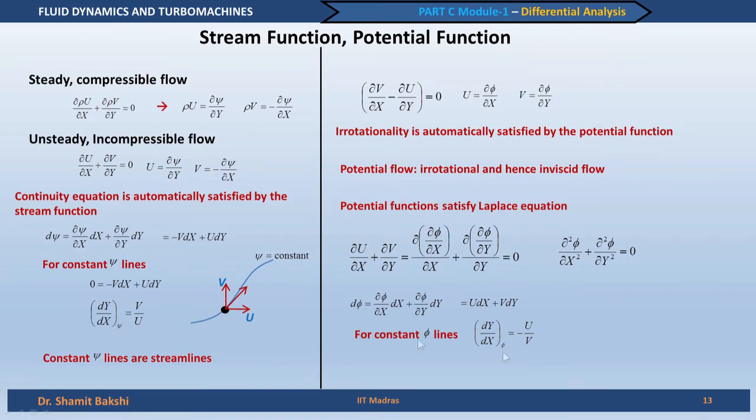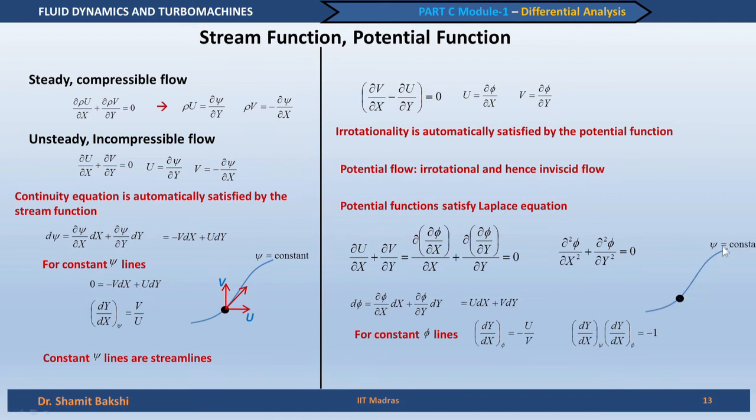What we can see from these two expressions immediately is, if we multiply these two expressions, what we get is minus 1, that is dy by dx for constant psi times dy by dx for constant phi is equal to minus 1. In physical terms, it means that the product of the slope of the constant psi line and the slope of the constant phi line is minus 1. Of course, we know from our knowledge of coordinate geometry that this is true if the two lines are perpendicular to each other at the point of their intersection.